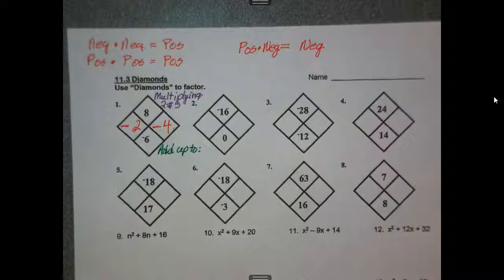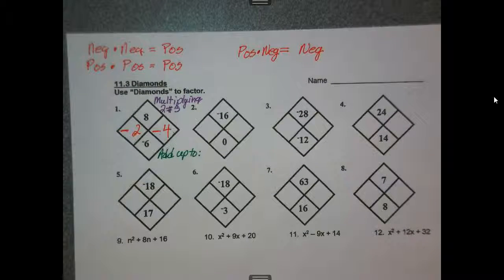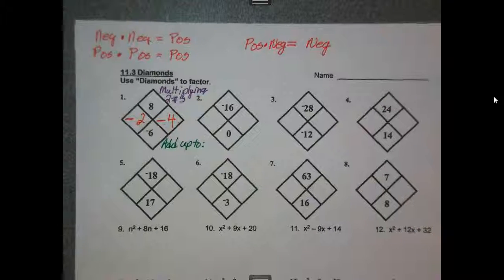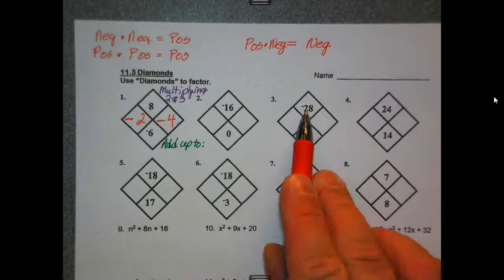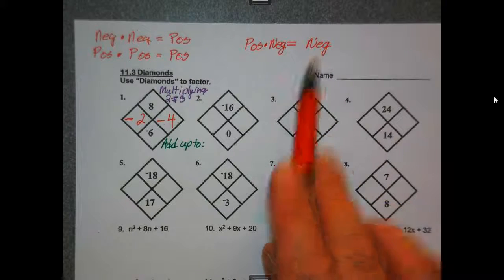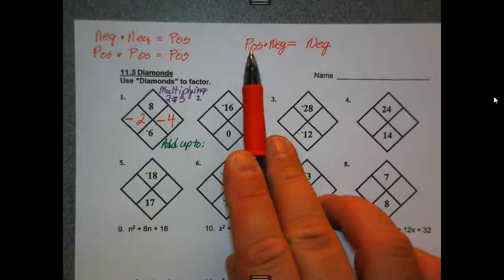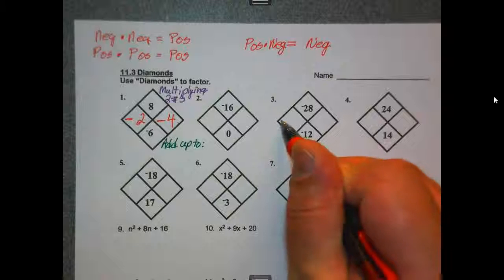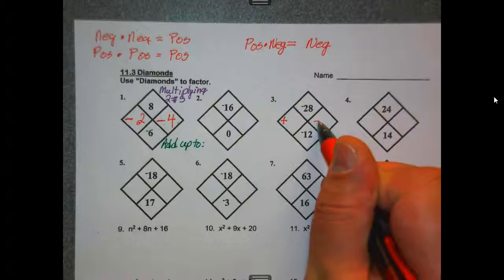How about number 3? What are going to be my signs? They have to multiply to a negative number, so they have to equal a negative number. So the signs are going to be, well, one has to be positive and one has to be negative.